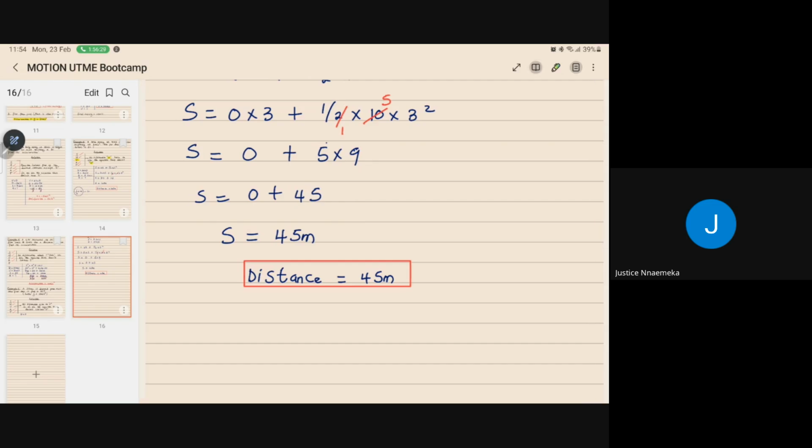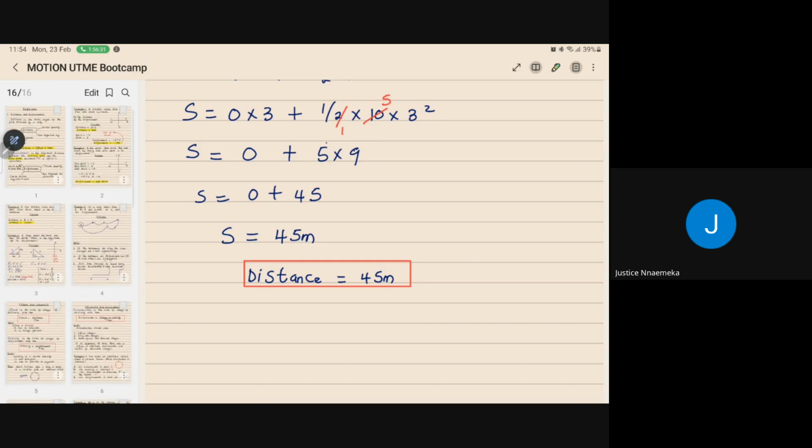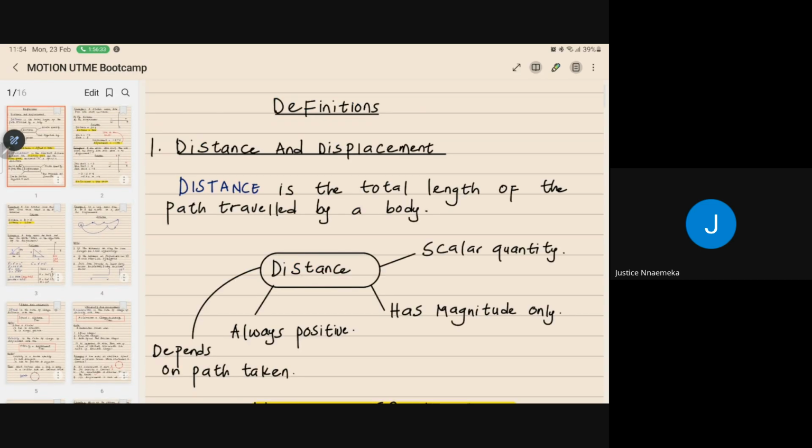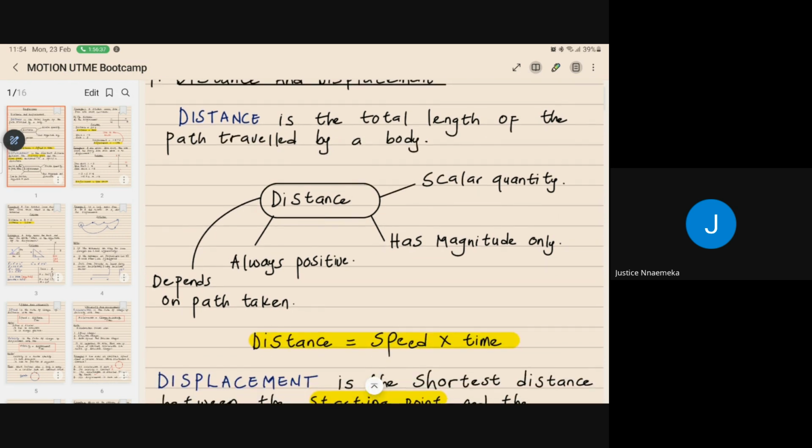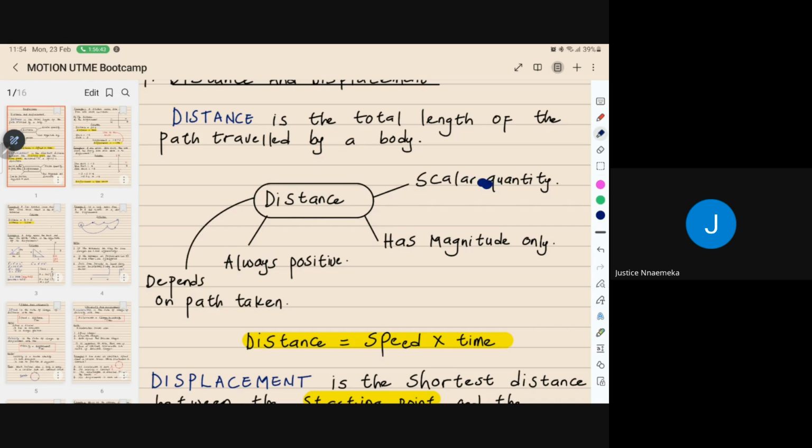So let's proceed. In summary, we started the class by talking about distance and displacement. We said that distance is the total length of the path traveled by a body, right? So distance is a scalar quantity, like I rightly said, and it is always positive. It has magnitude only. There's nothing about direction. It just depends on the path taken, right? So distance is simply speed times time.